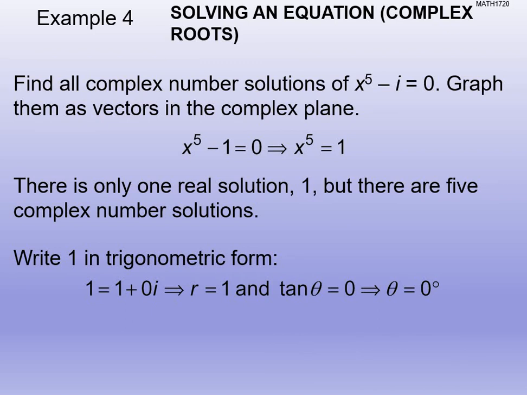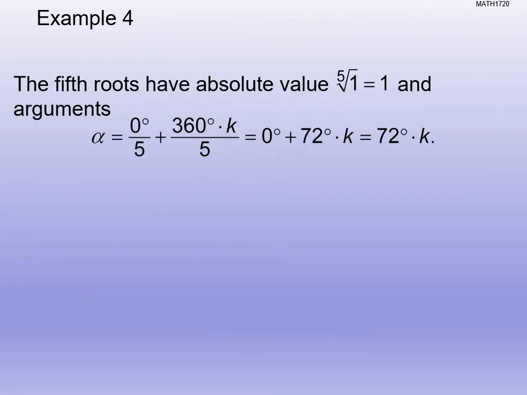Then we have to find tangent. Tangent is 0 over 1, which is 0. So r is 1, and tangent of theta is equal to 0, so theta is 0 degrees. When we simplify this out, we're going to write this as 1 equals 1 cosine of 0 plus i sine of 0. Then we're going to use the 5th roots.